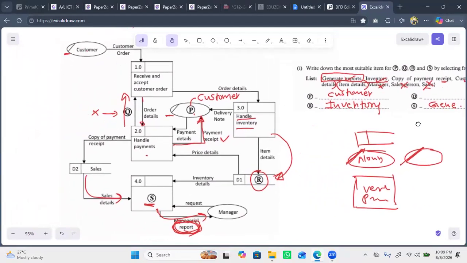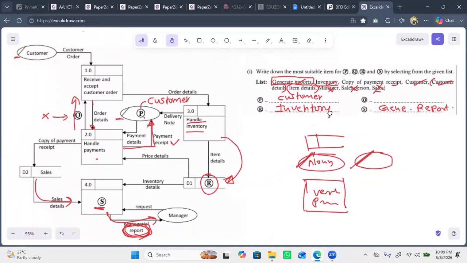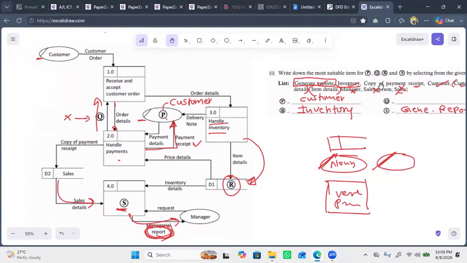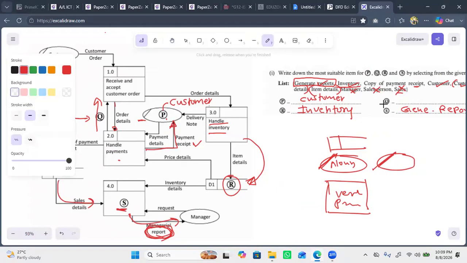Item details should be right. Item details prices are coming here. When we are accepting the payment order, we should have item details. Most probably, I think item details should be the one, not the copy of the payment receipt. The copy of the payment receipt, we are keeping it. We are sending it to the customer. We should give the item details to the customer. We are not giving the items. Here also payment details are coming, the payment receipt is going. Therefore, the copy is no need to go upwards again. It should be item details for sure.